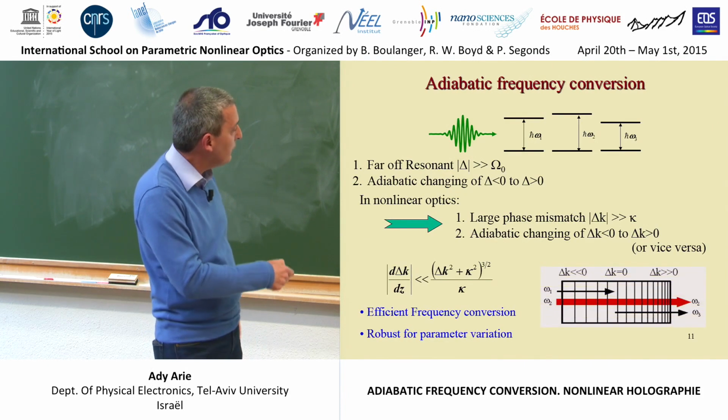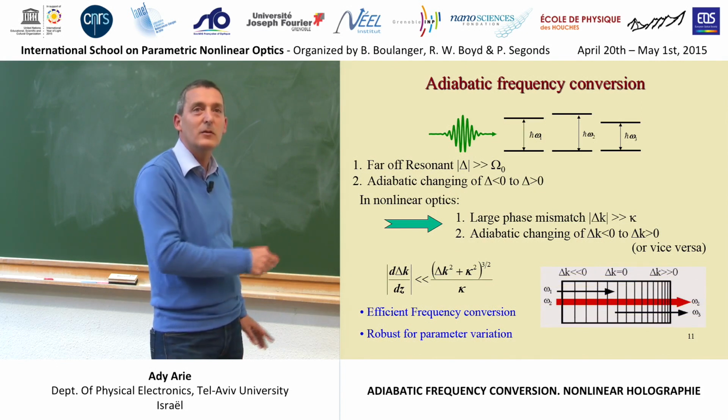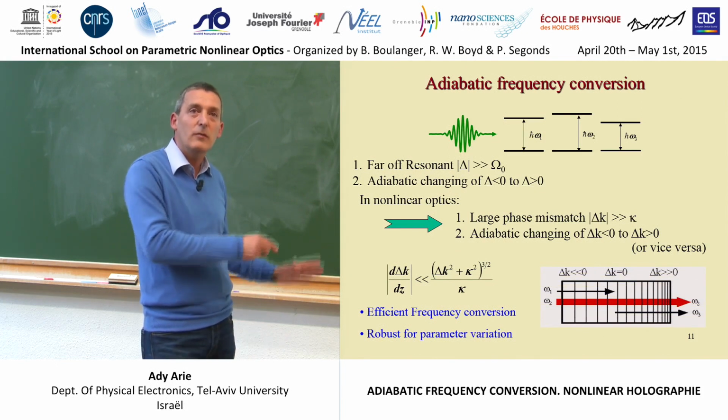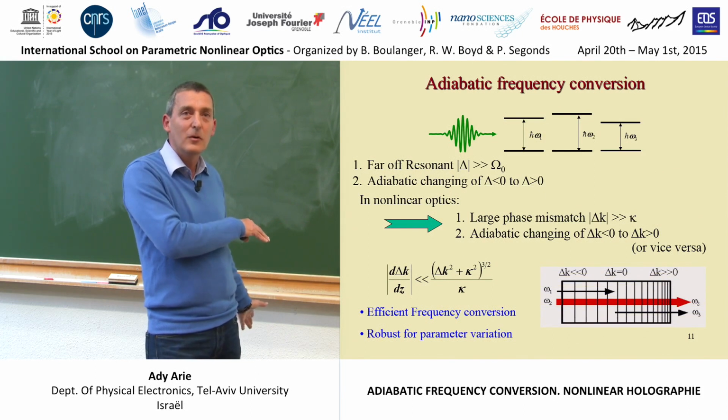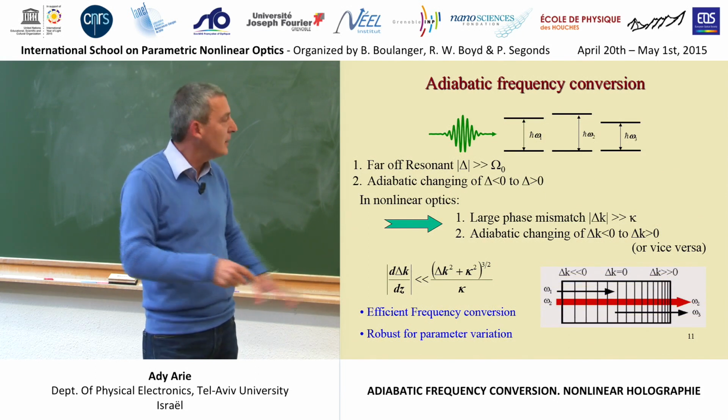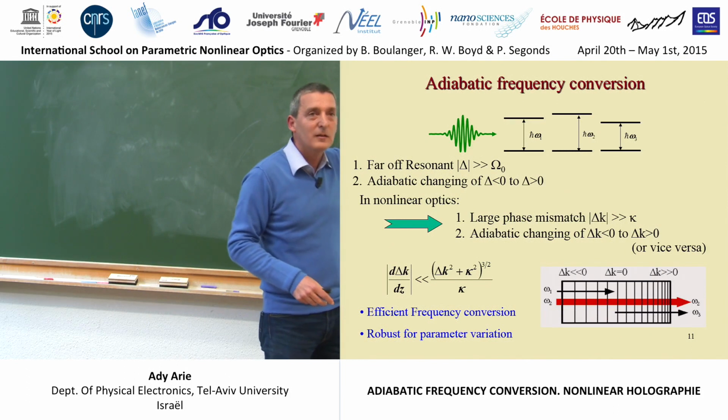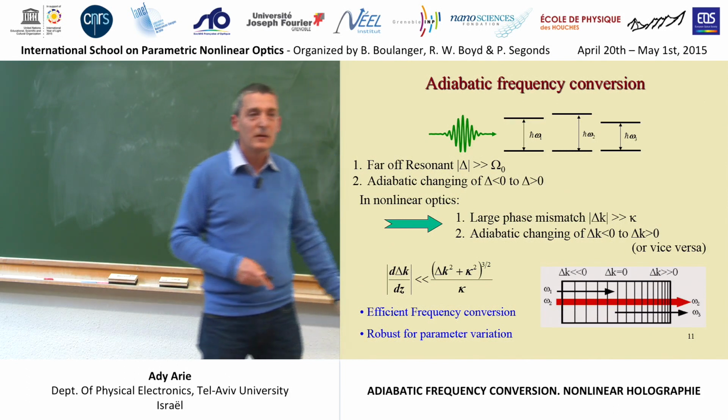Sorry, okay, here it is. I have to maintain this condition. Okay, this is the condition. This is the adiabatic condition. I have to start with very negative delta K, finish with very positive delta K, and the rate is given by this. If I do it, everything is okay.